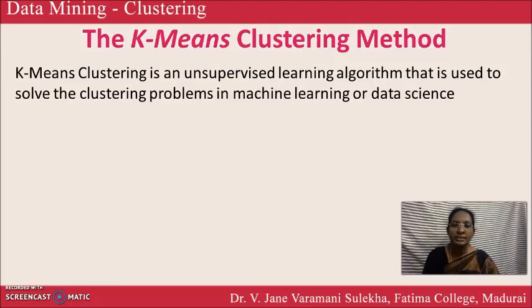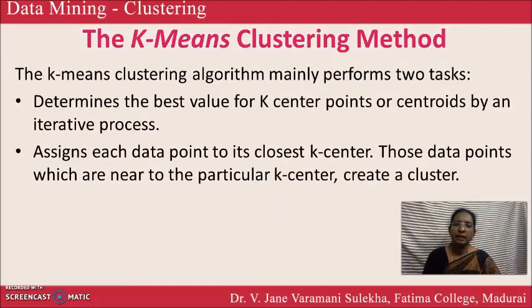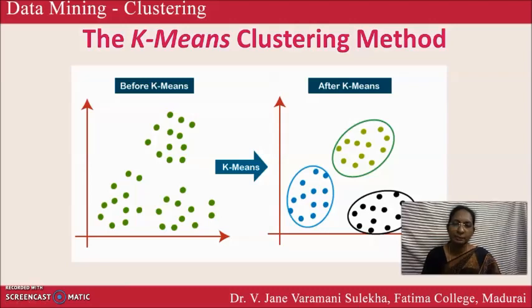K-means clustering is an unsupervised machine learning algorithm that is used to solve clustering problems in machine learning or data science. The k-means clustering algorithm mainly performs 2 tasks. One is it determines the best value of k center points or centroids by an iterative process. The second one is it assigns each data point to its closest k center. Those data points which are near to the particular k center create a cluster. So this is the picture which depicts the k-means clustering algorithm. The left side is before clustering and the right side is after clustering using the k-means algorithm.